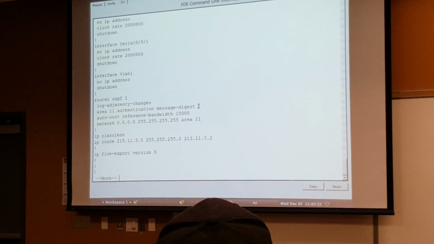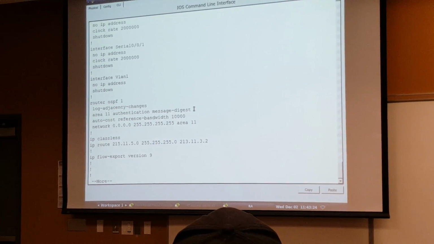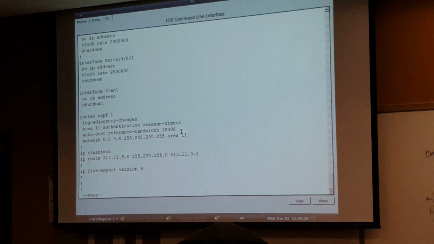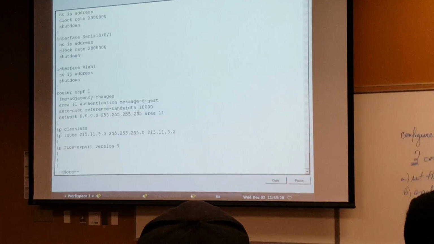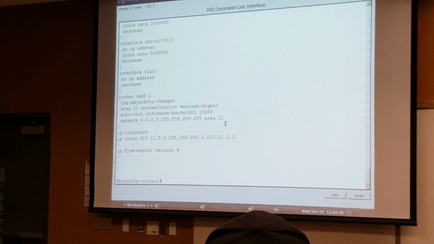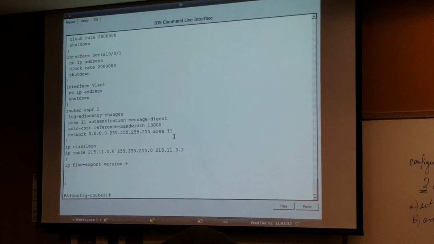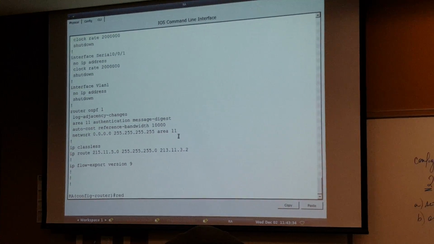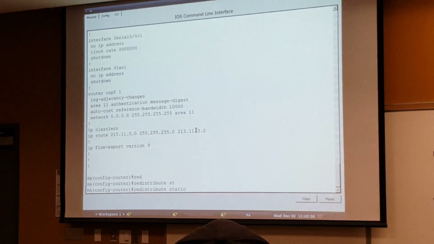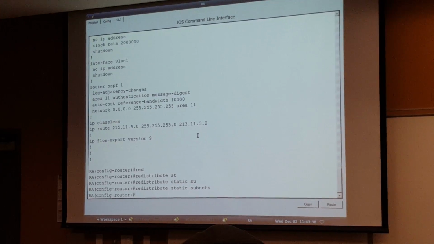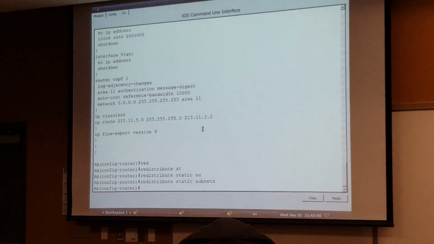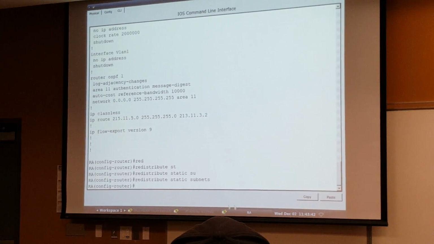You do area 11 authentication message digest. So here's the area: turn on authentication for every interface. We've got the auto cost reference bandwidth. We have a single network statement that will advertise all networks. Redistribute static subnets to redistribute that static route. What am I supposed to do?